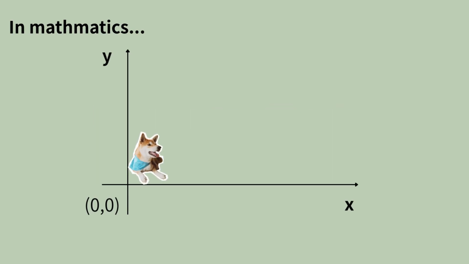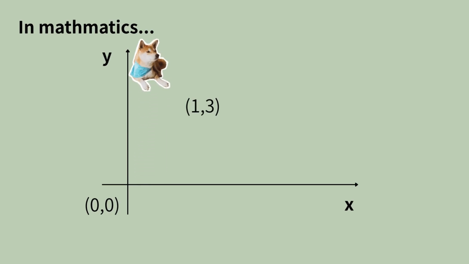In mathematics, we usually use the x-axis and y-axis. The origin is at the center of the axes. So if you want to move to the coordinates (1, 3), you move 1 to the right and 3 upward.